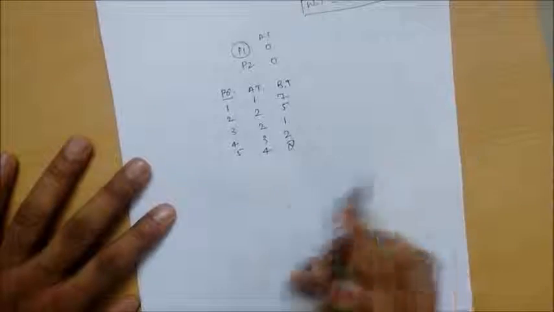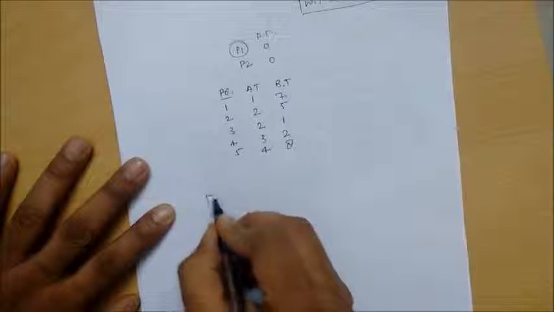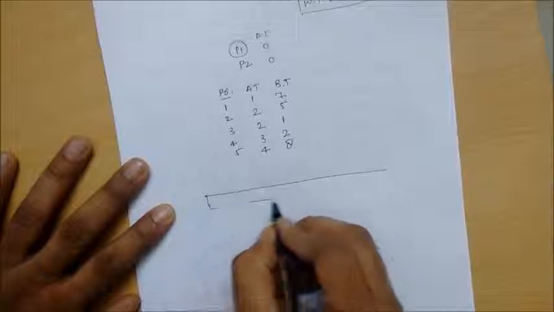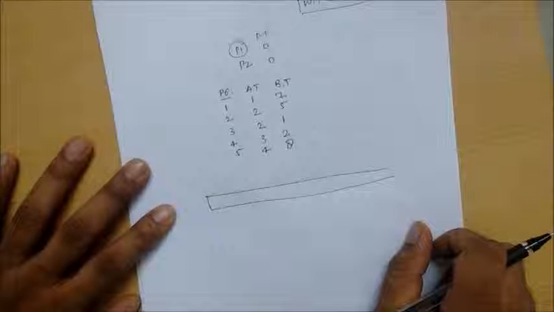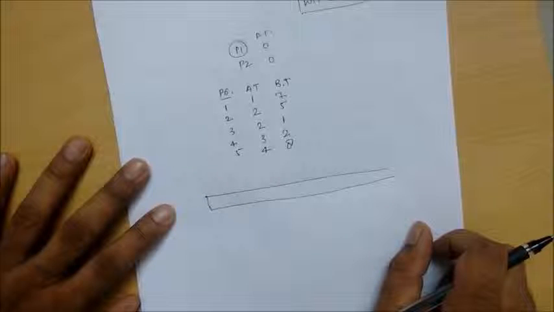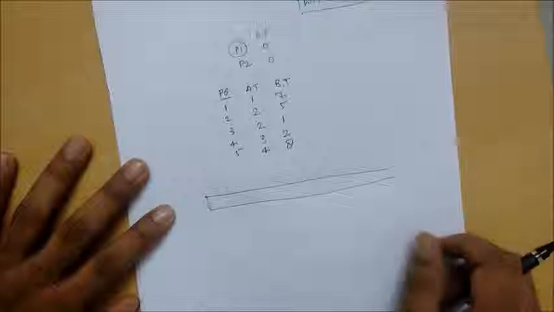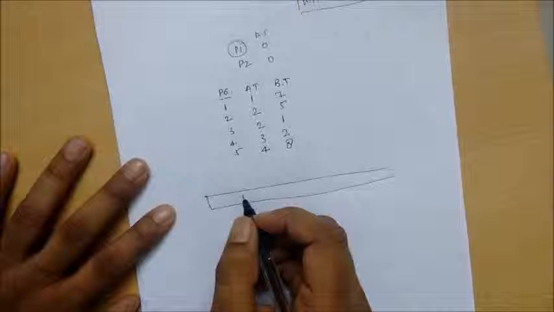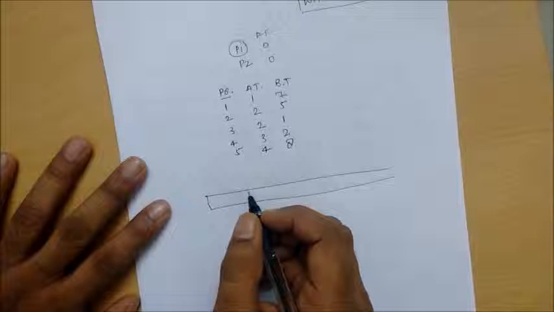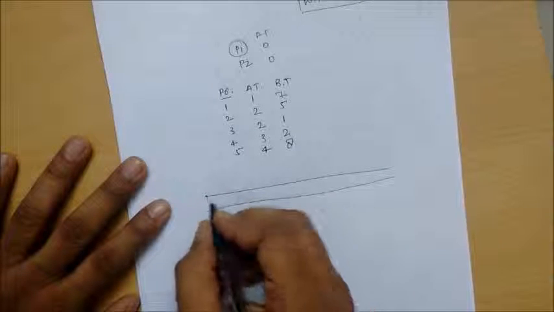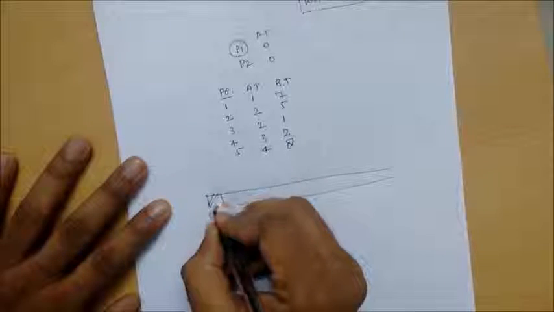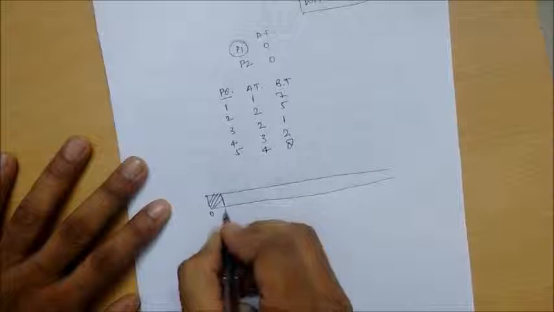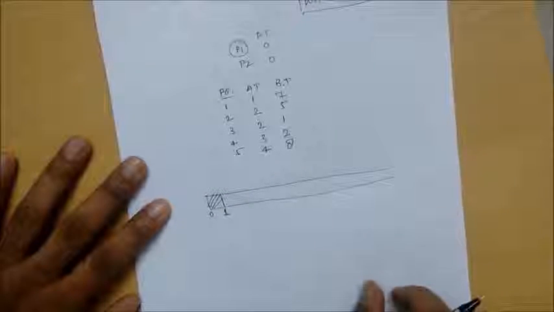So we have to make a Gantt chart. A Gantt chart is a pictorial representation where we show the completion time of the process, and we schedule them. Suppose time starts at 0, it means CPU is idle here. There was no process at time 0.